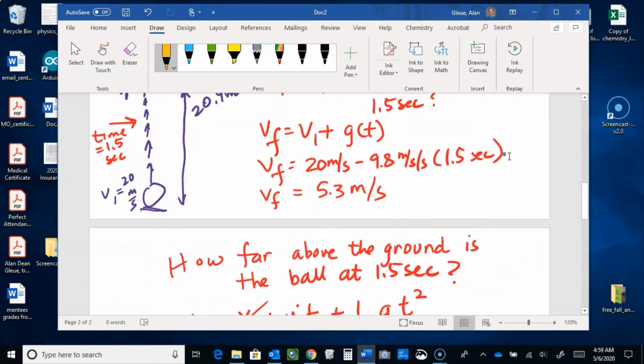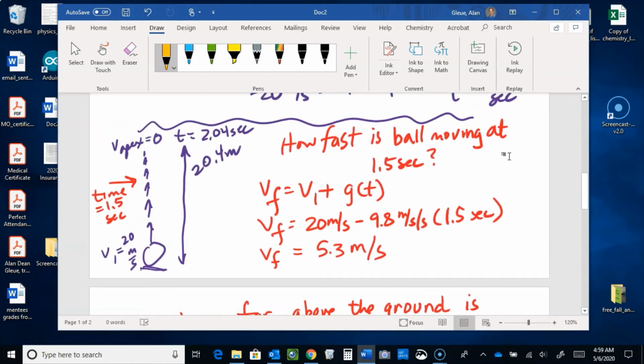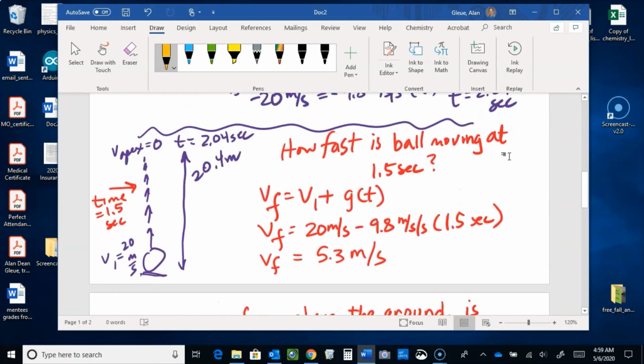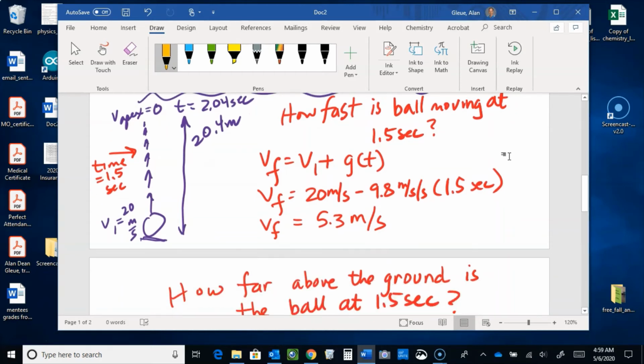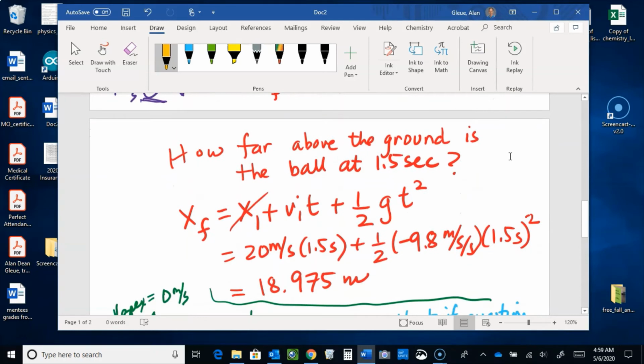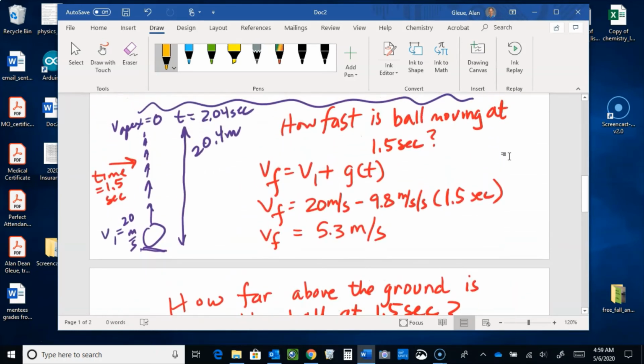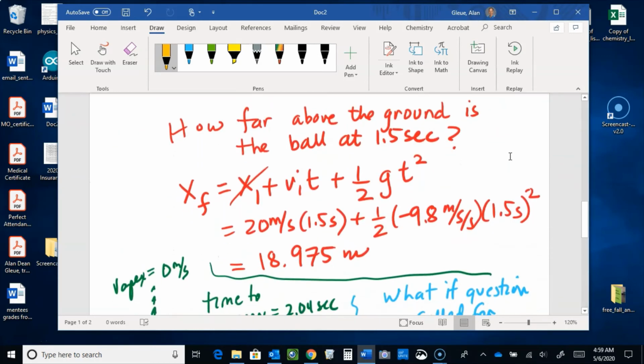So the ball went all the way up to 20.4 meters in 2.04 seconds. At 1.5 seconds, the ball's traveling at 5.3 meters per second, and it is up 18.975 meters. So the ball would be somewhere around here in its height.